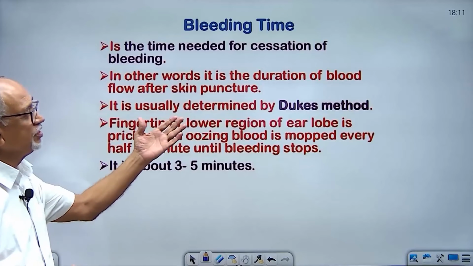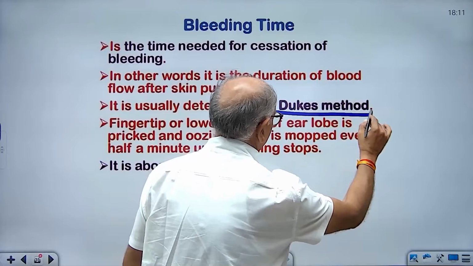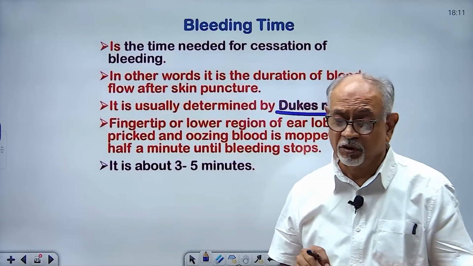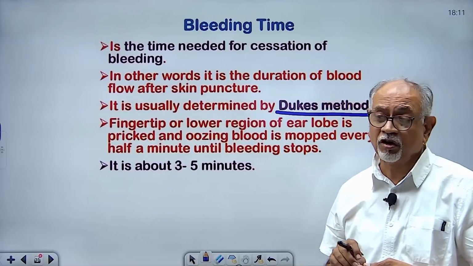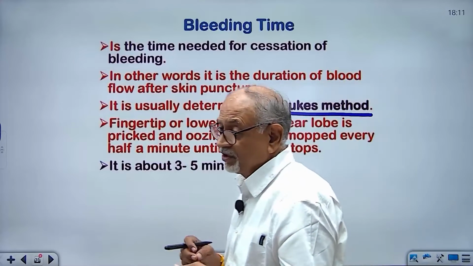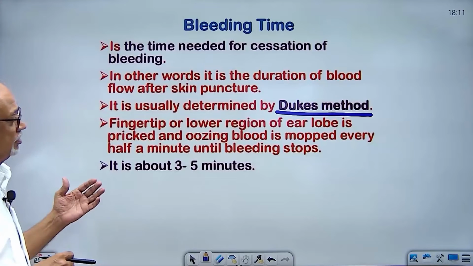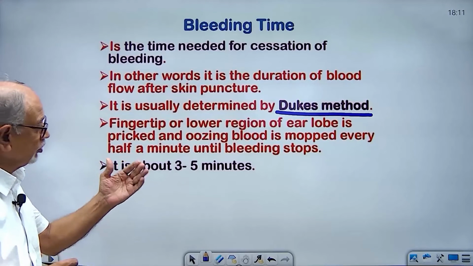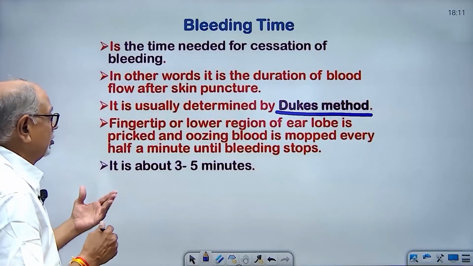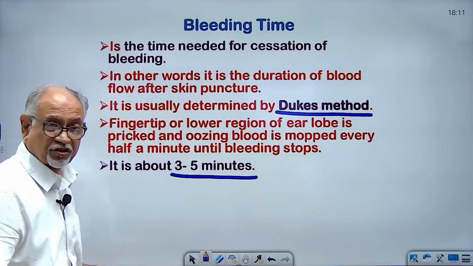It is usually determined by Duke's method. Either the fingertip is punctured with a sterilized needle, or the earlobe is punctured, and the blood is wiped off regularly until the blood stops flowing or the bleeding stops. The normal bleeding time is 3 to 5 minutes.